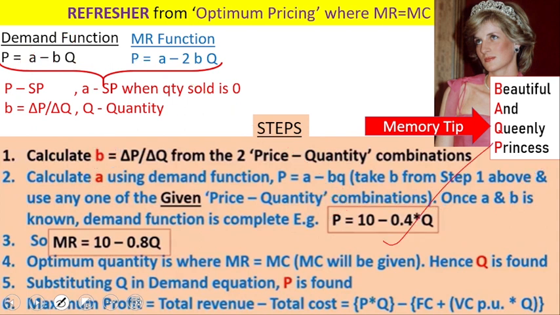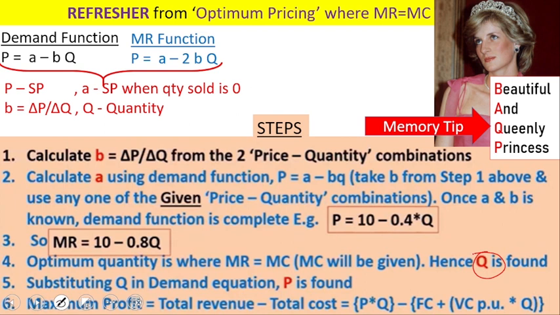So once A and B are known, it is very easy to complete this. Now once you have completed the demand function, it is very easy to find out the marginal revenue function because all that you have to do is add a 2 here. So if the demand function is 10 minus 0.4Q, then you have to just multiply 0.4 with 2. Then you will get the marginal revenue function. The next step is to find out the optimum quantity. That is where the marginal revenue is equal to marginal cost. Now marginal cost will be given in the question and marginal revenue we already know from step 3. So Q is the only unknown and hence Q can be found out.